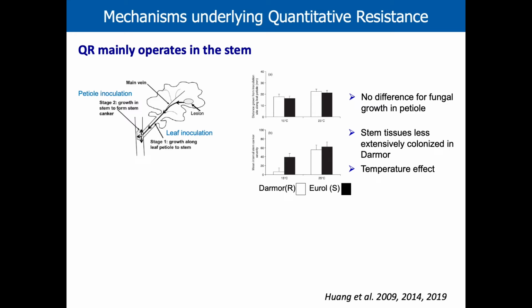In a first experiment, 2 varieties were compared: Darmor with quantitative resistance and Ural as susceptible variety. After leaf inoculation, no difference was found for fungal growth in the petiole, but stem tissues were less extensively colonized in Darmor than in Ural. In addition, Yongju showed that at 25 degrees, the expression of resistance was reduced, which should be taken into account in the context of climate change.